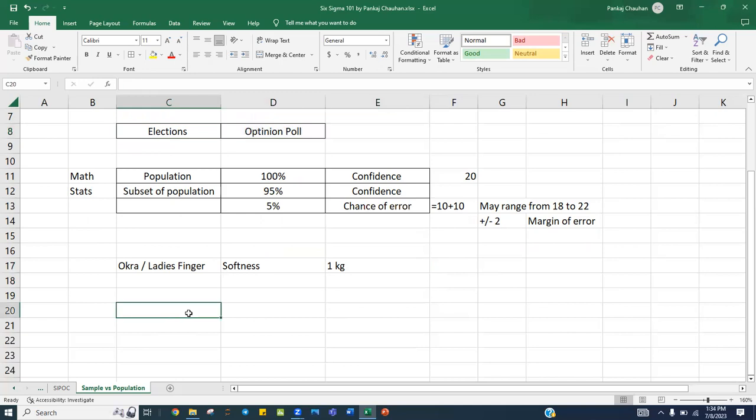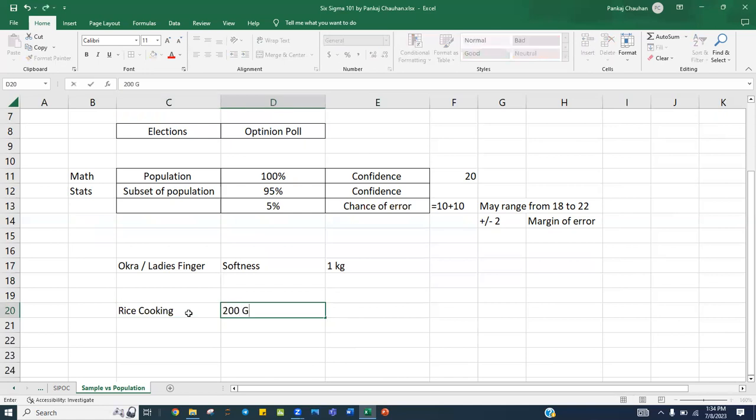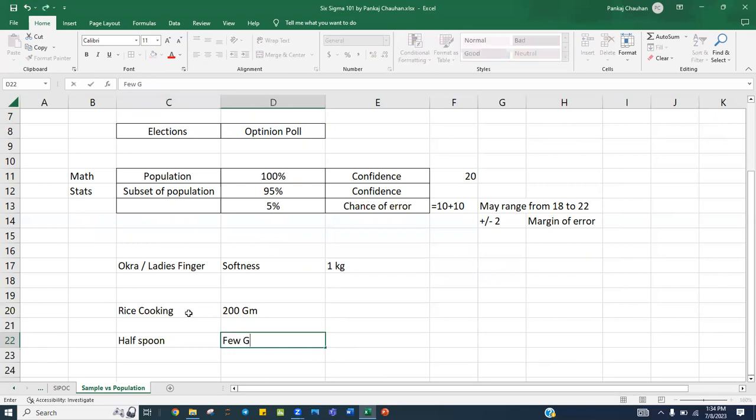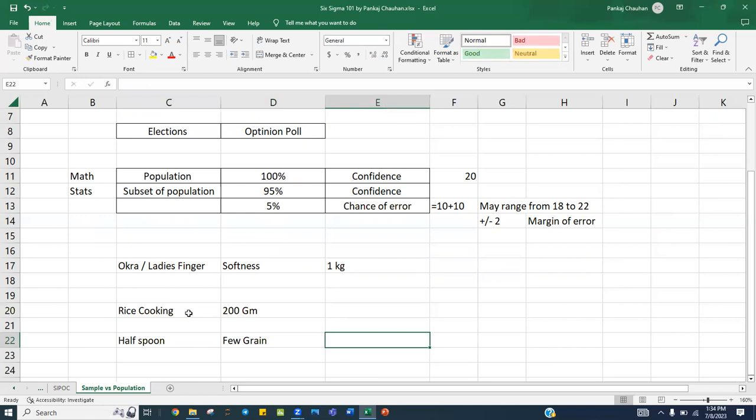Let's say you are cooking rice. Suppose you are cooking 200 gram of rice, which means it has multi-thousands of grains. But how will you decide whether the rice is cooked or not? You will pick up maybe half a spoon of rice, or a few grains of rice from the bowl, and check the softness of that. Based on the half a spoon of rice, you are deciding that your entire bowl of rice is cooked or not cooked.